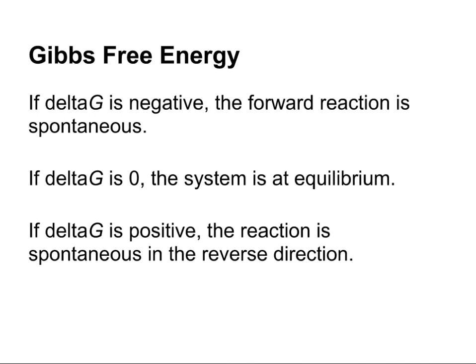Some notes about Gibbs free energy. If delta G is negative, that means the forward reaction is spontaneous. So if you're trying to figure out if a reaction is spontaneous and you know what delta H and delta S are, you plug them into that equation. If delta G is negative, that reaction in the forward direction is spontaneous. If delta G is 0, that means the system is at equilibrium and that it's spontaneous in both directions. And if delta G is positive, that means the reaction is spontaneous in the reverse direction, or that it's not spontaneous the way that it's written in the forward direction.